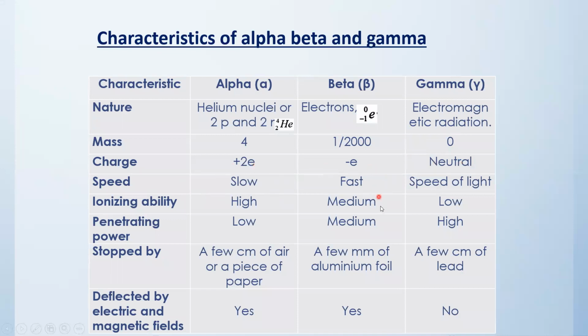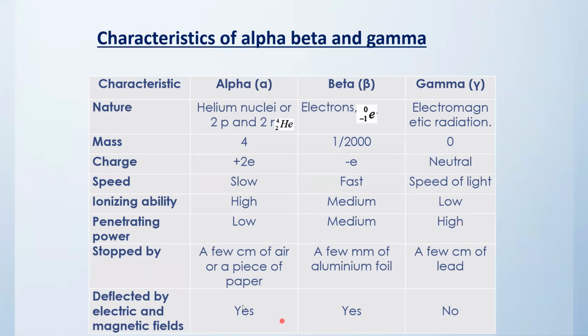Speed: alpha is slow, beta is fast, and gamma is the fastest, traveling at the speed of light, which is 3 times 10 to the power 8. Ionizing ability is the tendency to remove or knock out an electron from an atom. Because alpha has more mass and charge, it has the highest ionization. Penetration means the distance traveled by the radiation. Because alpha travels slower, it has low penetration as compared to gamma or beta. We can stop alpha using air or even a paper. We can stop beta using a few millimeters of aluminum, and we can stop gamma with a few centimeters of lead.